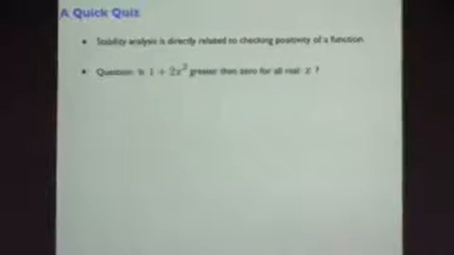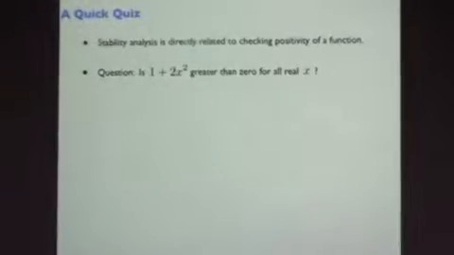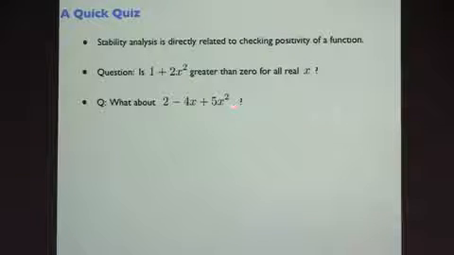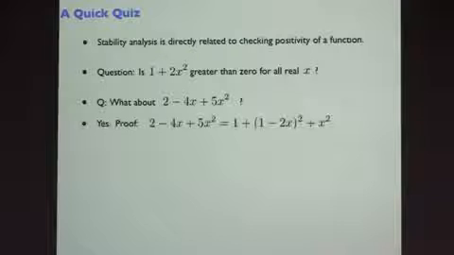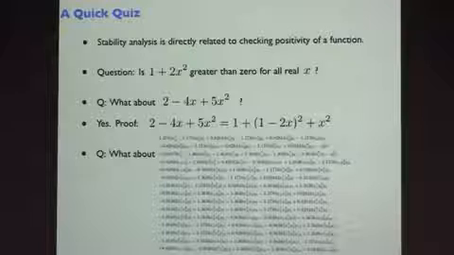Is 1 plus 2x squared greater than 0 for all real x? That one's pretty easy, and that's got to be positive, right? What about this one? That one's a little harder to think about. I'll show you that it's easy to think about if I just rewrite it in this form. That's just factoring it out in a different way. I can write it in this form, and now I can see this thing's positive, this thing's got to be positive, that's a sum of squares, that's got to be positive. So I'm all set.